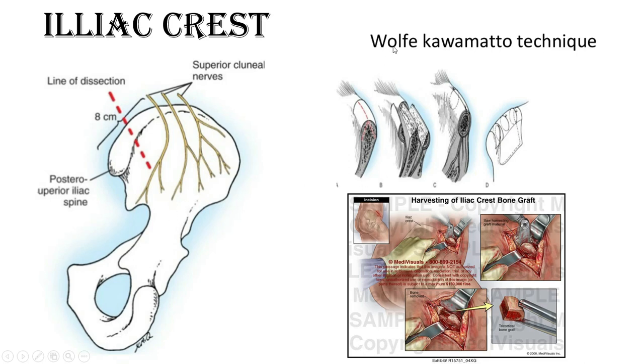And there is a technique called the Wolfe-Kawamoto technique, taking two grafts, one from the inner aspect and one from the outer aspect. We can do this as a single procedure, or we can do a V-shaped incision, or we can take the whole tricortical graft as you want to take it, and it is called custom made. You can take this graft as needed.